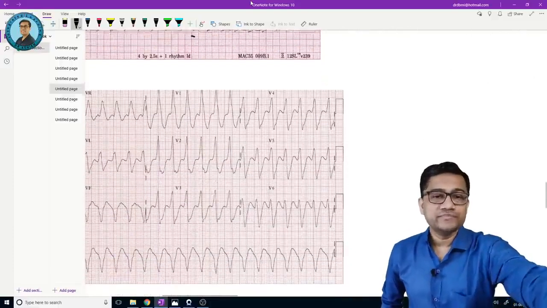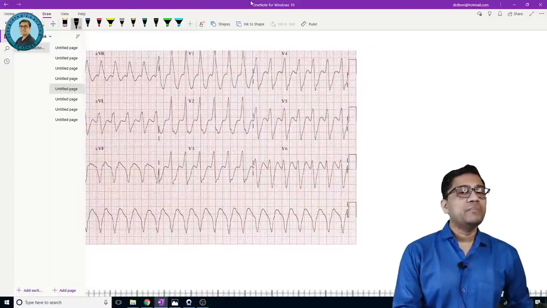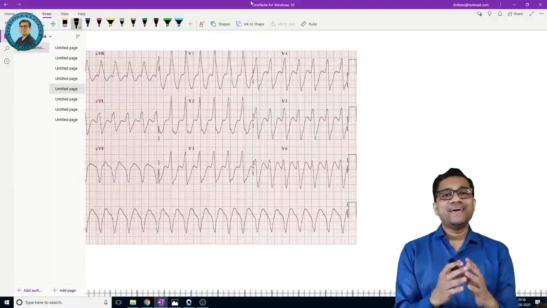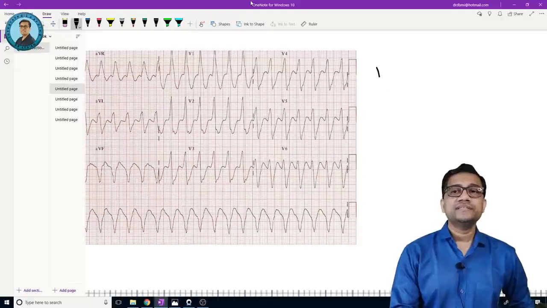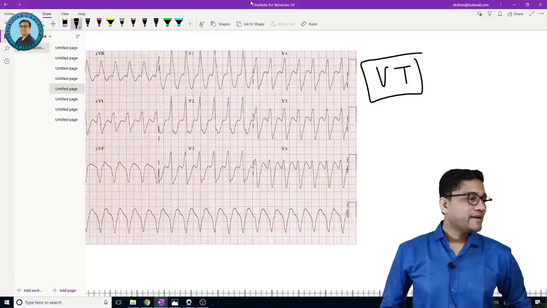Okay, look at this one. Here again you see what? The rate is more, but here there's again no P wave and the R and S have merged. So this is what? Clear? This is a ventricular tachyarrhythmia. Are you clear? So ventricular tachyarrhythmia.